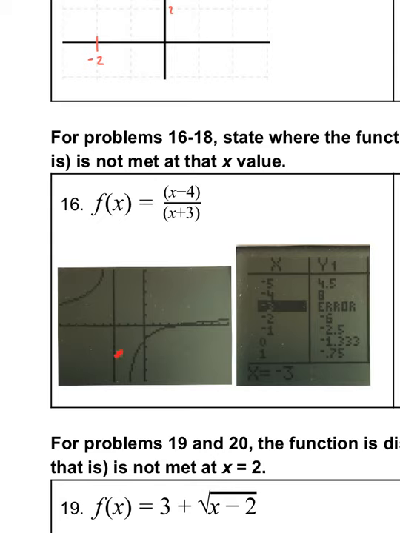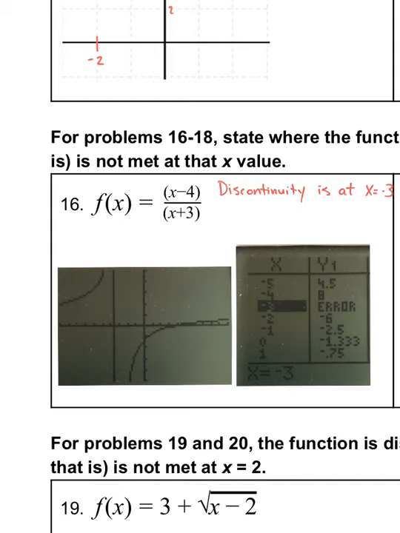I can't see it in my graph because my calculator doesn't know how to pick up the pencil and put it down. But I can see it over here in my table. There is definitely an error here. So the discontinuity is at x equals -3.